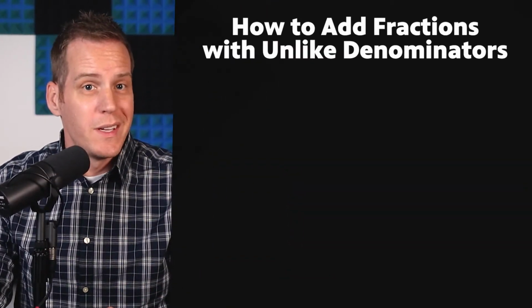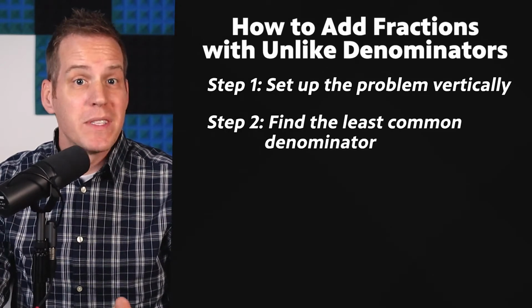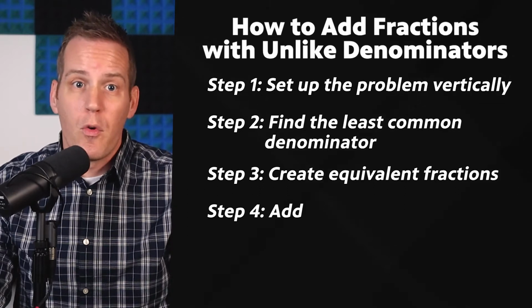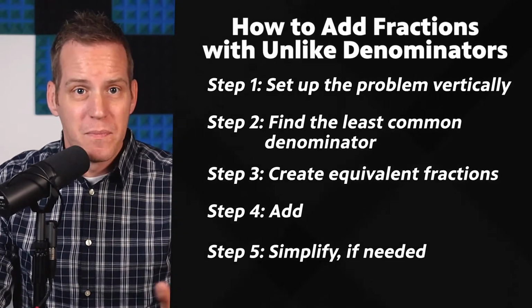Let's review the steps for adding fractions. Step 1, set up the problem vertically. Step 2, find the least common denominator. Step 3, create equivalent fractions. Step 4, add. And step 5, simplify if needed. Those steps will work exactly the same for what we're doing now, but you'll see in a bit why it's a little bit more complicated this time. You ready to try one?